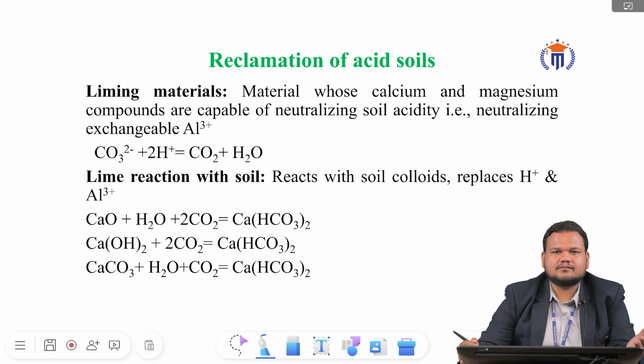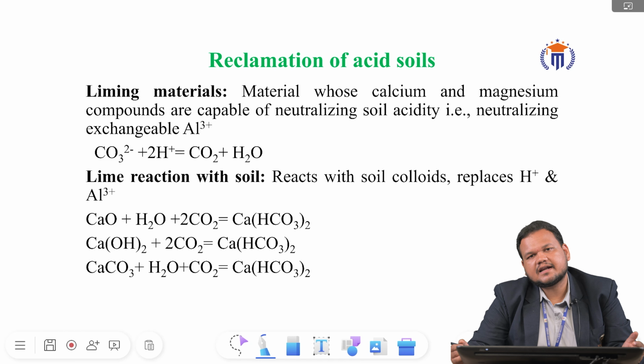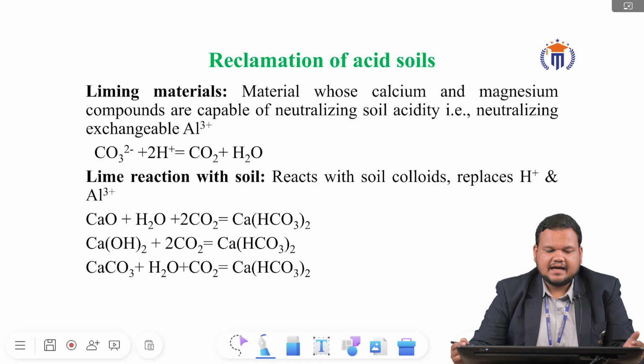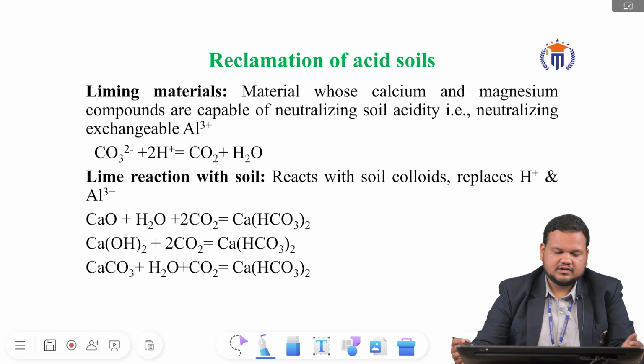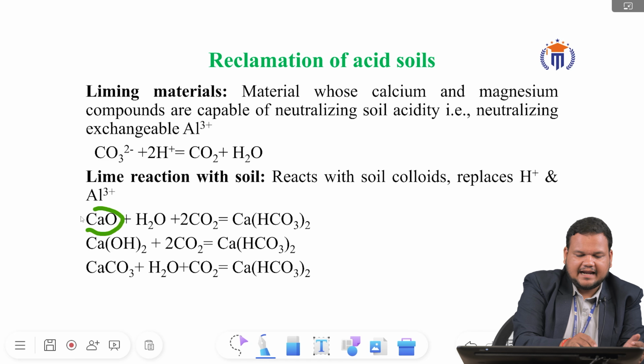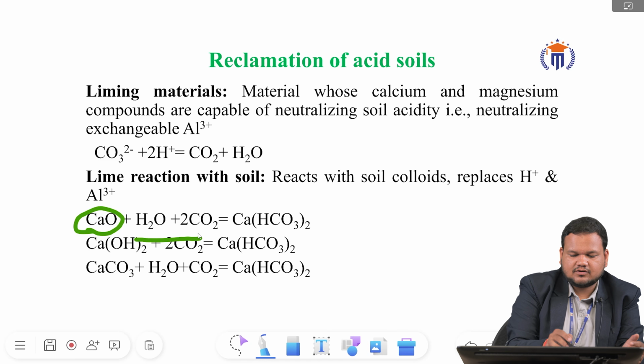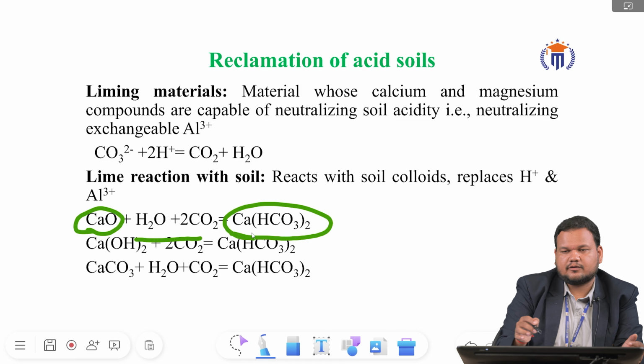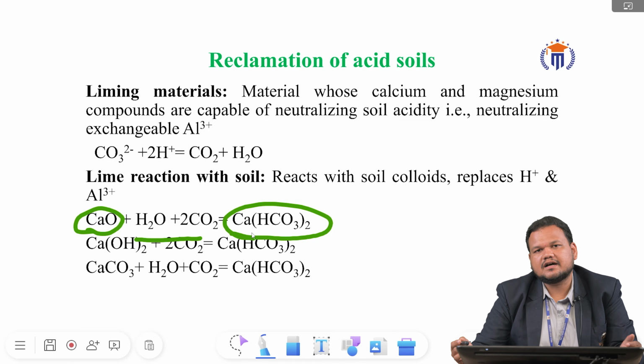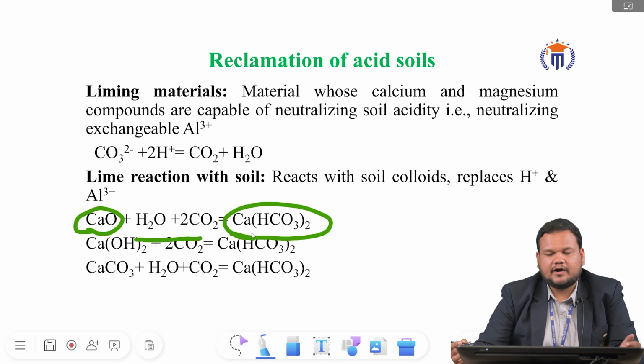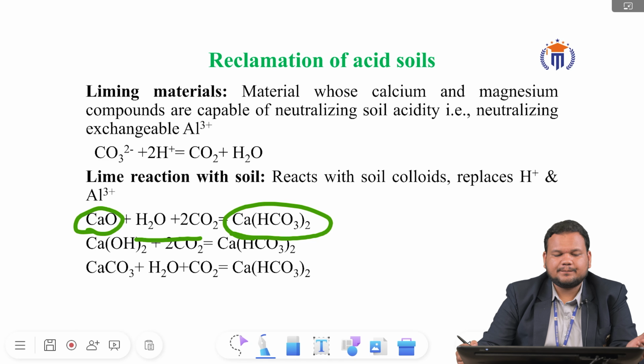And how to reclaim? So these are your reclamation measures for your chemical problems, as in your acid soils, saline soils, and your alkali soil. In case of acid soils, we use liming materials. Liming materials are nothing but materials having calcium and magnesium compounds. So this is your slaked lime, which reacts with your acidic soil, leading to formation of calcium bicarbonate. This will replace the hydrogen present on the colloid, leading to an increase in the pH.